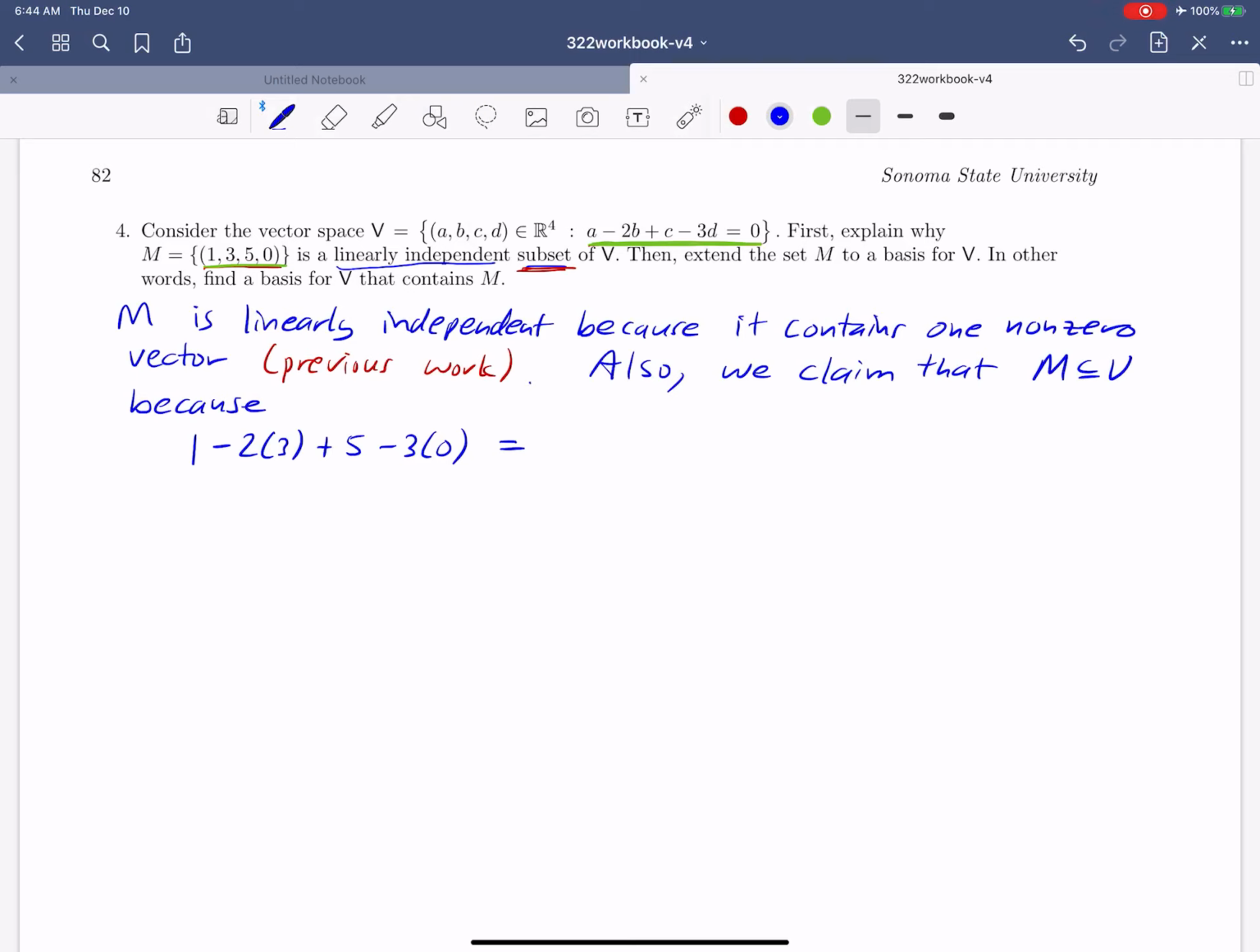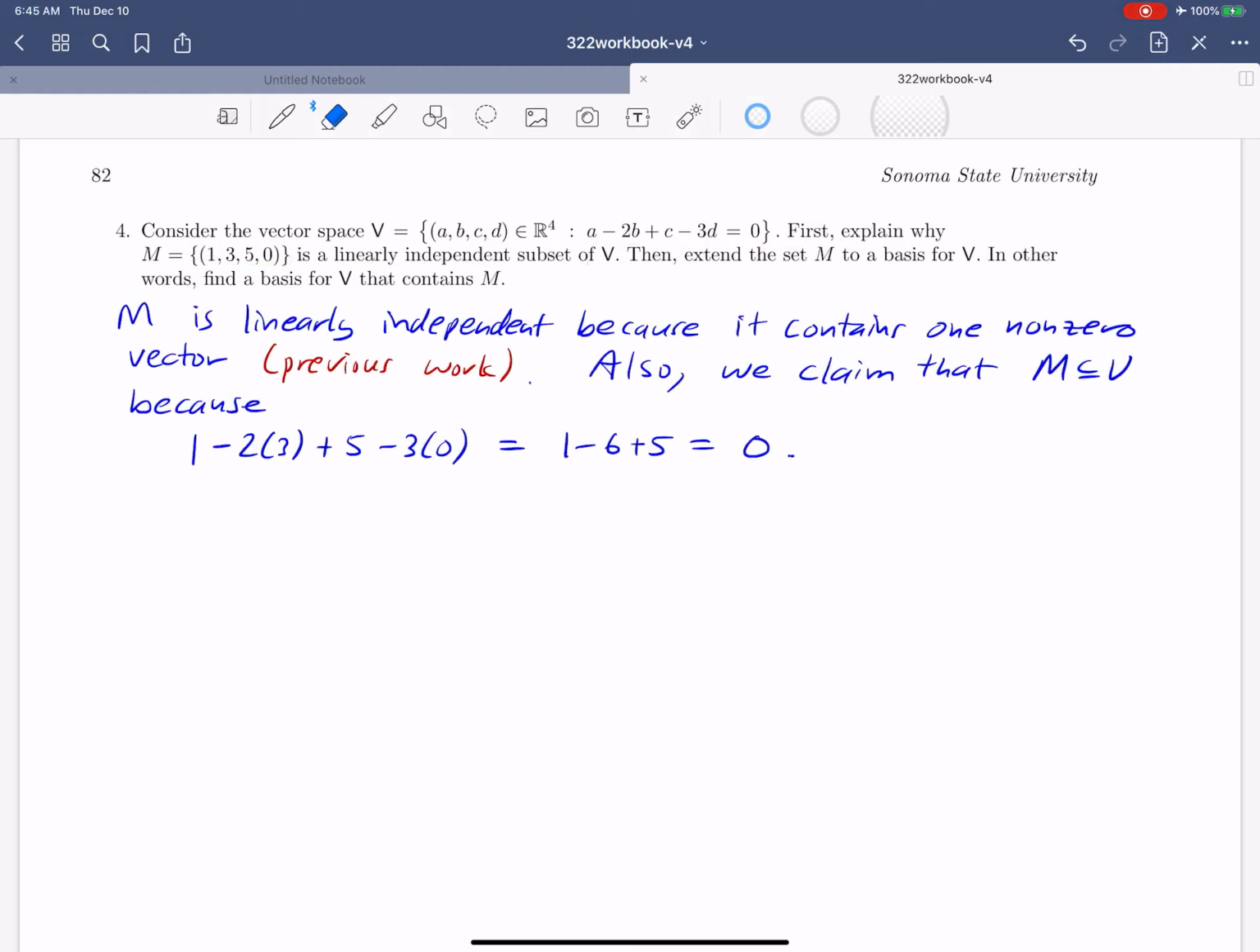Let's see. So 1 minus 2 times 3, that's 1 minus 6 plus 5. Notice that sure enough, that equals 0. And so we have just confirmed that this equation that I'm underlining now in red really is a true statement. And that's all we need to do to confirm that M is a subset of V. So we've cleared the first hurdle here. Let's clear a little bit of clutter away.